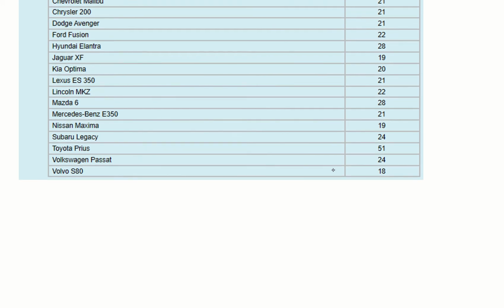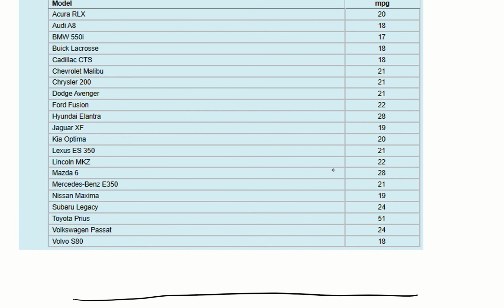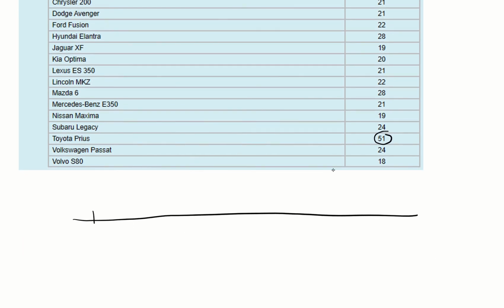So let's go ahead and go by 5s here. You can start at 10 and go by 5s, because if you look at the smallest number, it's 18. So 18 is the smallest, and it looks like 51 is the largest. So yeah, let's go by 5s and go from there. So we have 0, 5, and up to 55. Okay, so we'll do that.